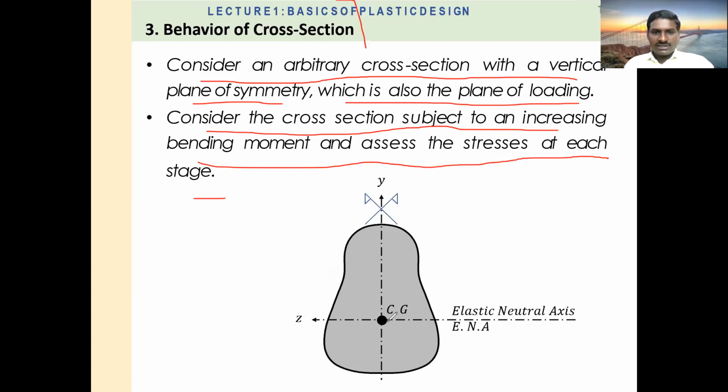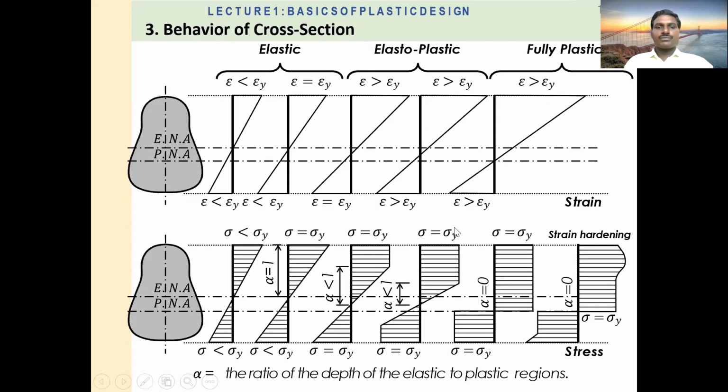Here is the CG of this member, which is the elastic neutral axis. Y is the vertical axis and Z is the elastic neutral axis, with the CG of this member here. This is the behavior of the cross section we have taken as an example. Here we see the ENA, the elastic neutral axis, and the PNA, the plastic neutral axis. How are these two neutral axes shown here?